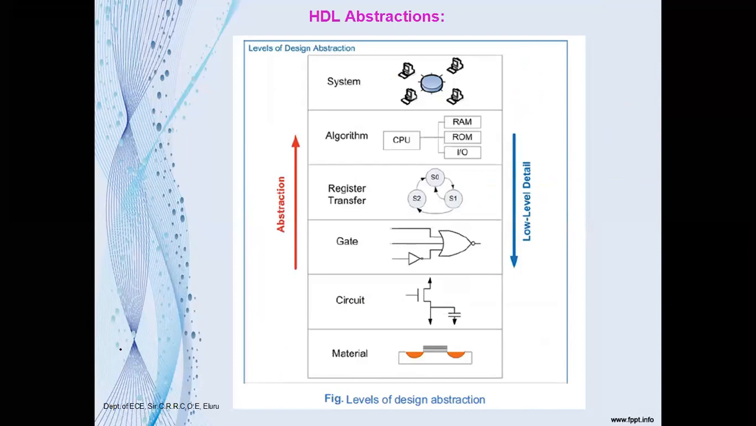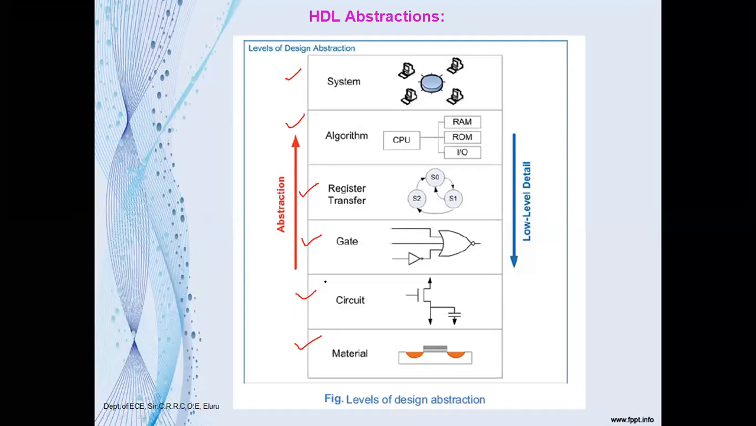And the next one is the abstractions of the hardware description language. Hardware description languages were defined to be able to model the behavior at multiple levels of abstraction. Here you can see the different levels of abstraction: system level, algorithmic level, RTL (register transfer level), gate level, circuit level, material level. So these are all different levels of abstraction in the hardware description.